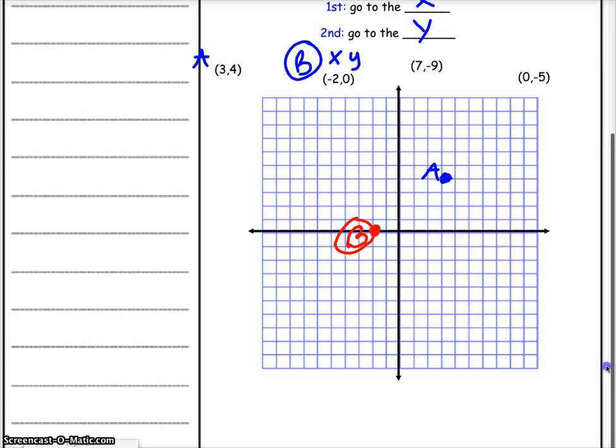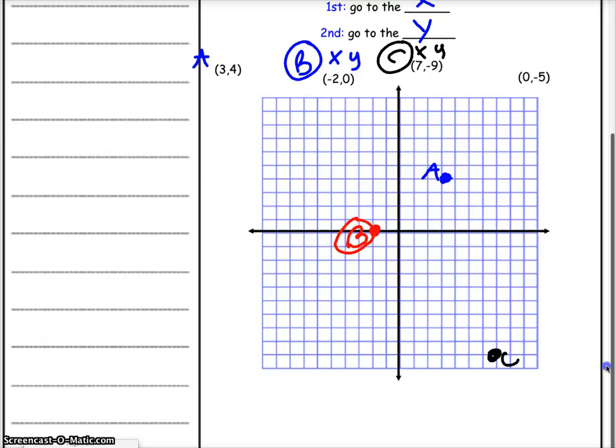Okay, the next one we'll call C. 7, -9. So my x is 7. That means I go 7 to the right. My y is -9. So it means I go down 9. So I'm going 7 to the right, 1, 2, 3, 4, 5, 6, 7, then 9 down, 1, 2, 3, 4, 5, 6, 7, 8, and 9. Here's my point. My point is 7, -9.